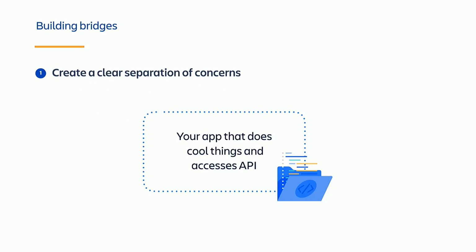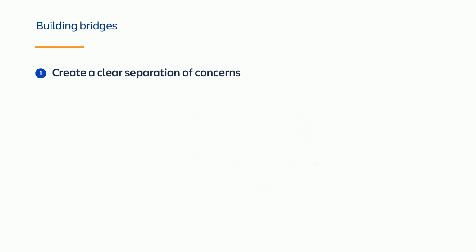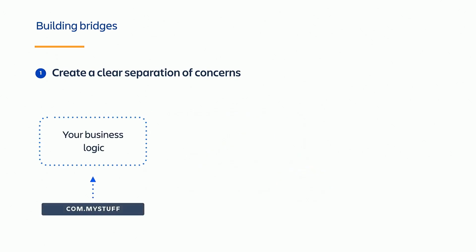Now, to build a bridge, the first thing you really need to do is organize your application. You need to create a very clear separation of concerns. So you need to establish what are you bridging. So at the moment, you've got your application does really cool things and it accesses the API. Now, what you want to do is you want to restructure your application to separate your business logic and extract all the direct API calls from the rest of your code base into a library. So it's going to start to look a little bit something like this.